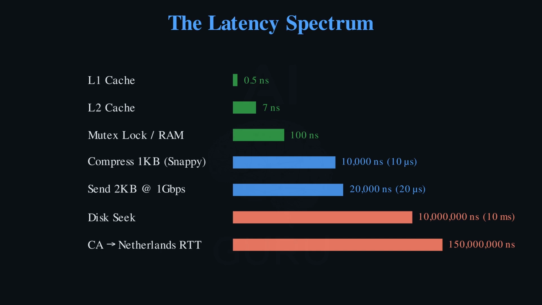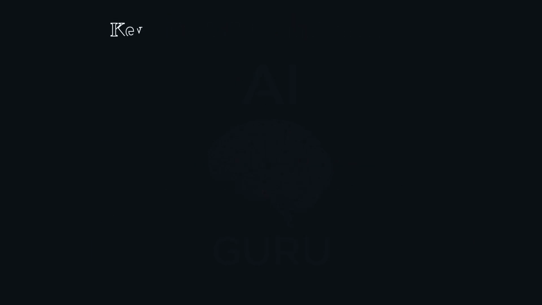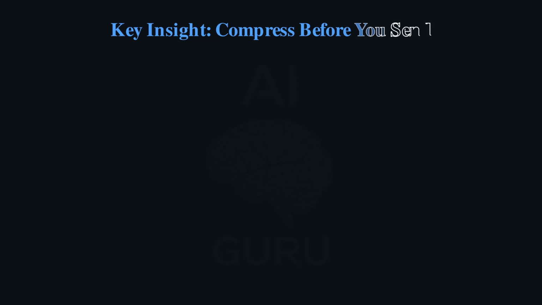Right. Now here is where things get really interesting. Let's talk about compression. Compressing 1 kilobyte of data with a fast algorithm like Zippy takes about 10,000 nanoseconds. Which is 10 microseconds. Yes. Now compare that to sending 2 KB over a 1 Gbps network. That takes 20,000 nanoseconds. So compressing the data is actually twice as fast as just sending it. In this specific comparison, yes.